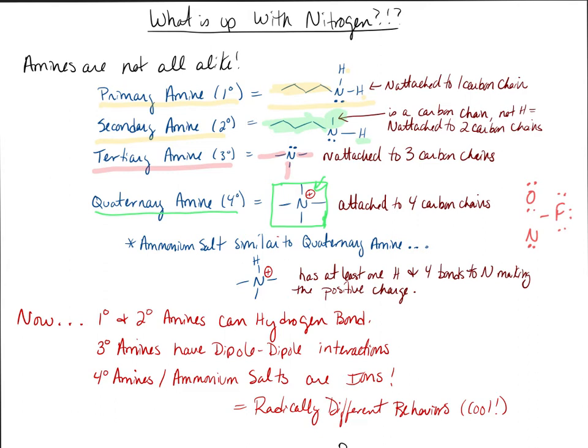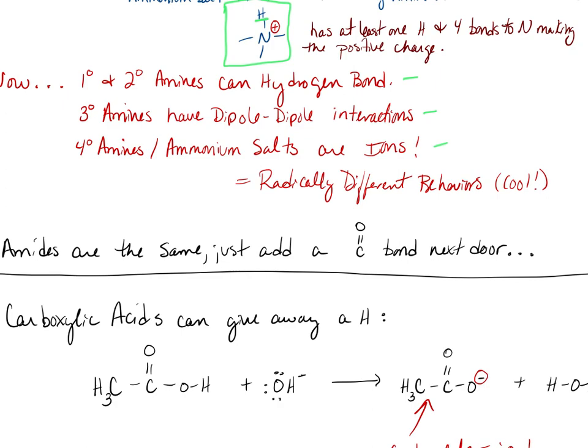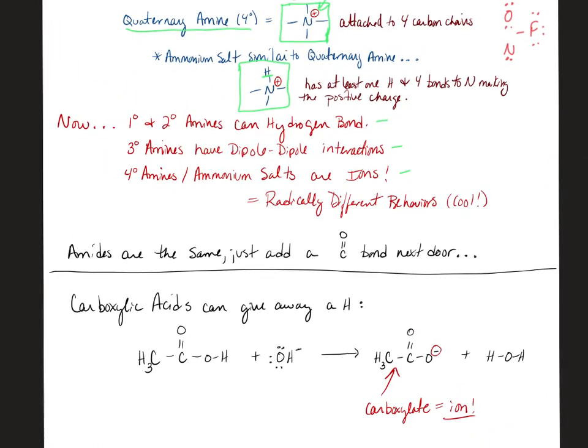And you could also have what's called a quaternary ammonium salt, which looks like this. Basically, the fourth thing that this nitrogen is connected to is that hydrogen. Again, you don't have a lone pair of electrons available to hydrogen bond, so it won't. In conclusion, primary and secondary amines can hydrogen bond. Tertiary amines have dipole-dipole interactions, and quaternary amines, or ammonium salts, are ions. Really different behaviors, really cool depending on what you have there. Now, you do have to keep in mind that amides can have somewhat different behaviors, similar to this.